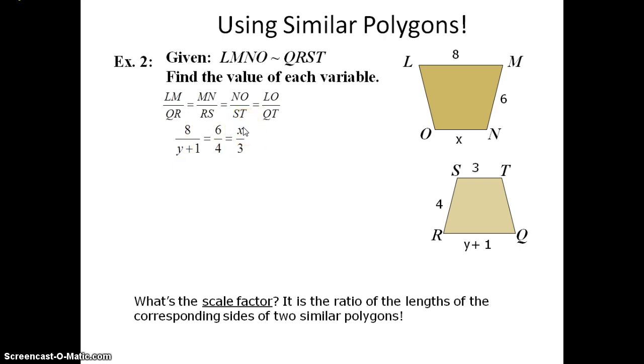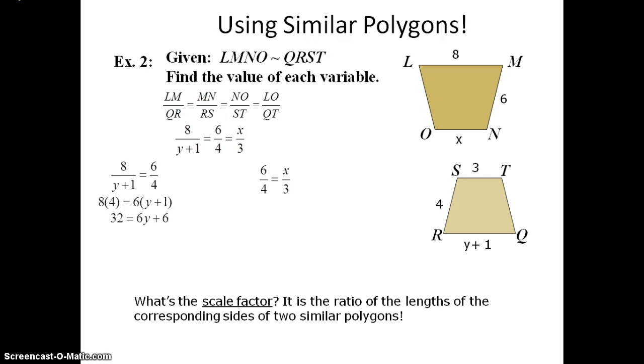We're actually going to split this into two problems. I'm going to do 8 over y plus 1 is equal to 6 over 4. That's one problem. Then the other problem is going to be 6 over 4 is equal to x over 3. That way we can find both variables. So here's our first one. You're going to cross multiply.